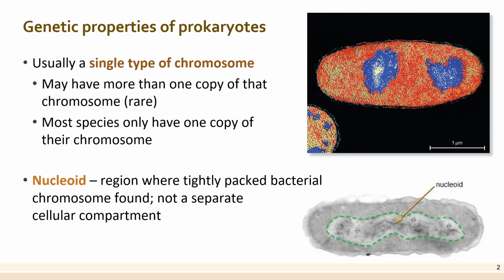This image up here shows two nucleoid regions. This is most likely a cell that is getting ready to divide, and so it's already copied its chromosome. Down here on the bottom is an electron microscope image of the nucleoid region, just a different image to show you where the nucleoid is found.